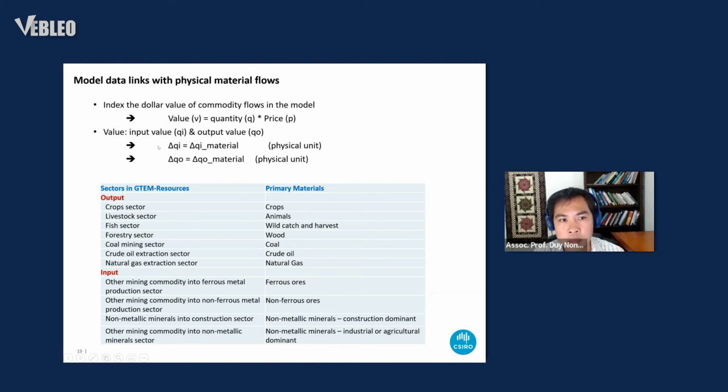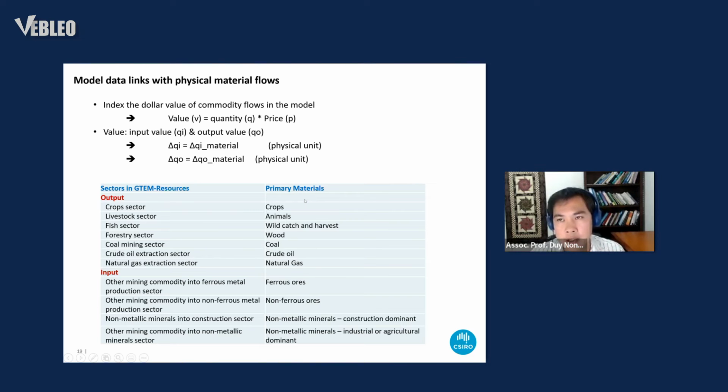We have the input value, QI, and also the output value, QO. We put in the model that the percentage change or trend in the input quantity is equal to the input for material in physical units. We apply the same logic for the output: percentage change or trends in output quantity are similar to those in the output for material in physical units.